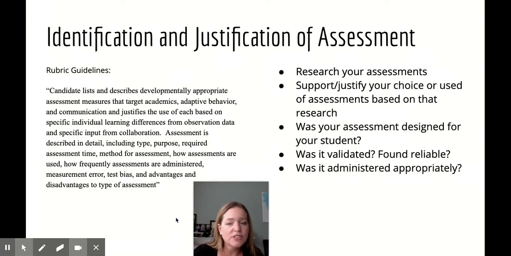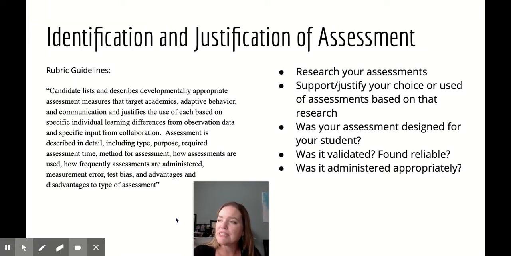So research your assessments, look up information about them. You can even look up articles that evaluate different assessments and see what information you find. You're going to use this section to support or justify your choice or the use of the assessments that were used based on that research that you do. So it's important that you do some good background research.